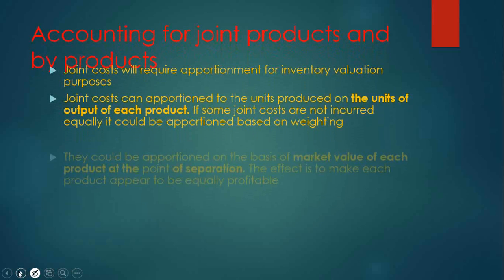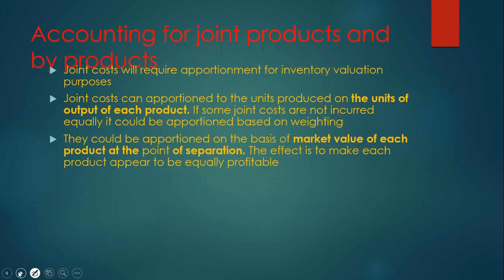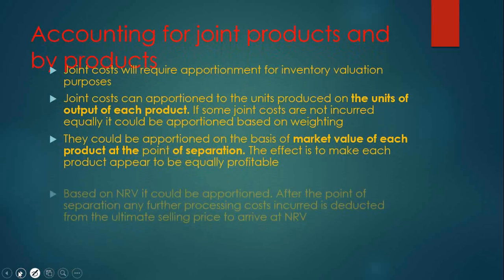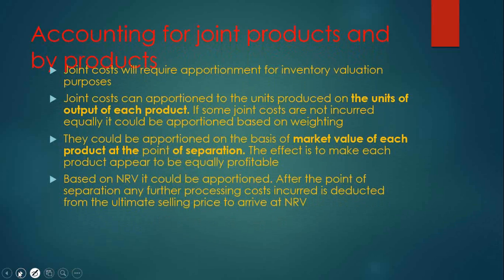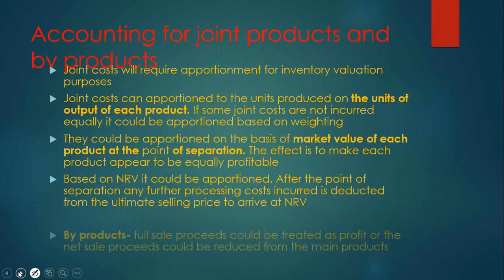Second method, we apportion on the basis of the market value of each product. Third method, we use net realizable value after the separation, looking at the further cost of that 20 and 10. So that is what we'll look at all the time.